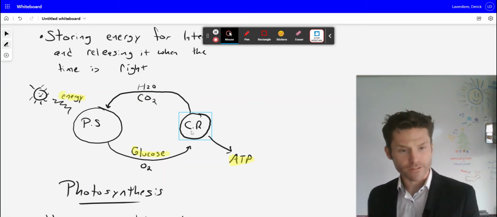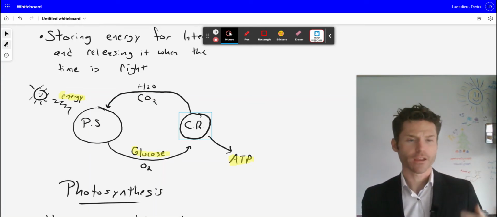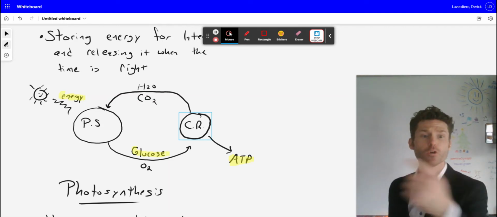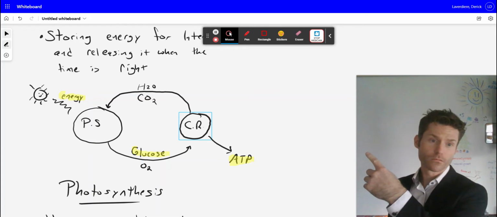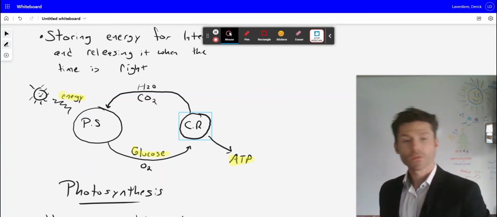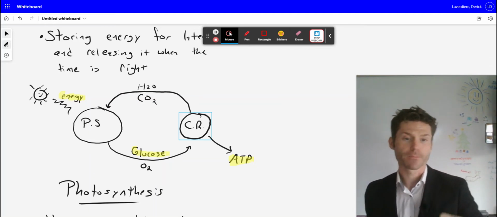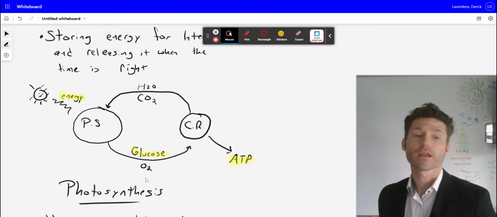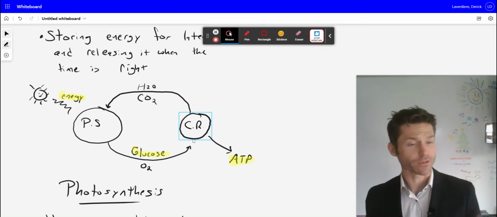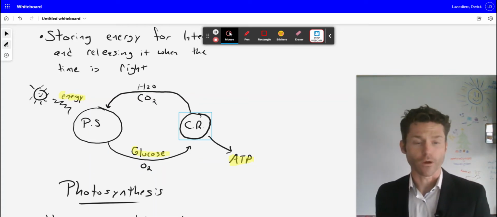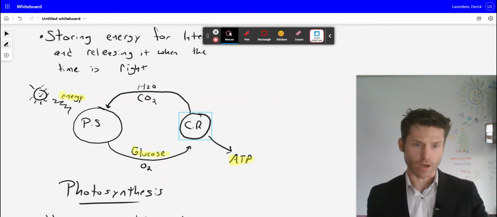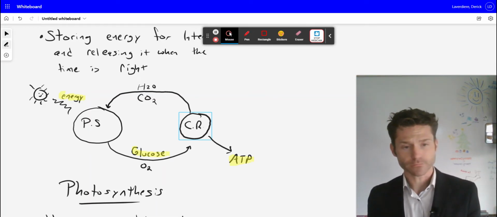When cellular respiration runs its mechanisms, it produces water and carbon dioxide. Those two things move into photosynthesis and are utilized by photosynthesis for its mechanisms. It produces glucose and oxygen gas, which move into cellular respiration, and it just keeps going back and forth. So the reactants of one of these processes are the products of the other, and vice versa.